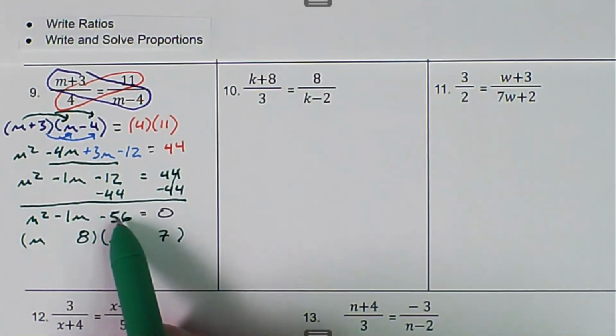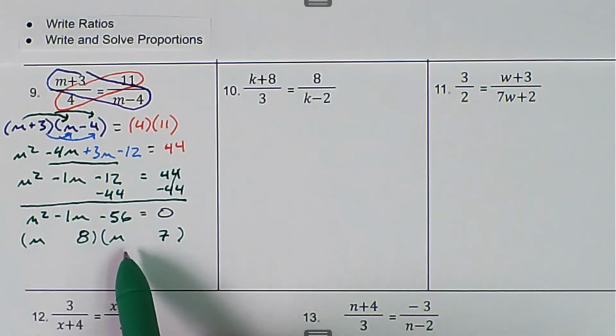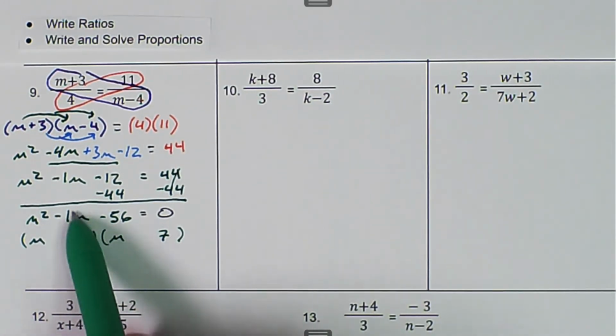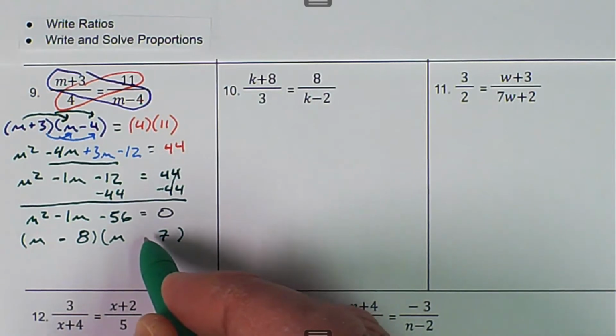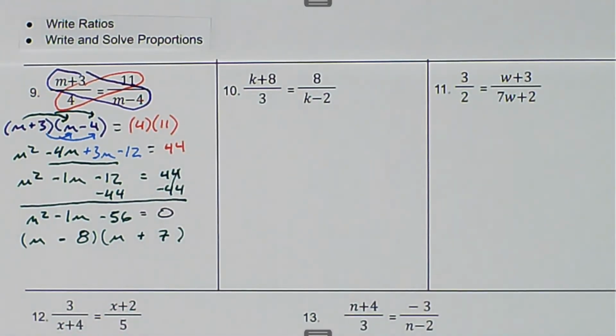Now, 7 times 8 is positive 56. I need to make it negative, so one of these has to be negative. And they also have to add to negative 1. So because it's negative 1, the bigger value needs to be negative. So this has to be negative 8 and positive 7. And that's still equal to 0.